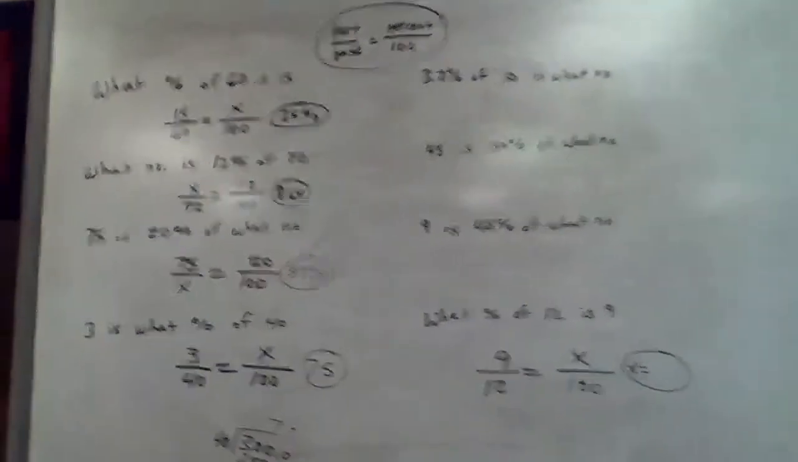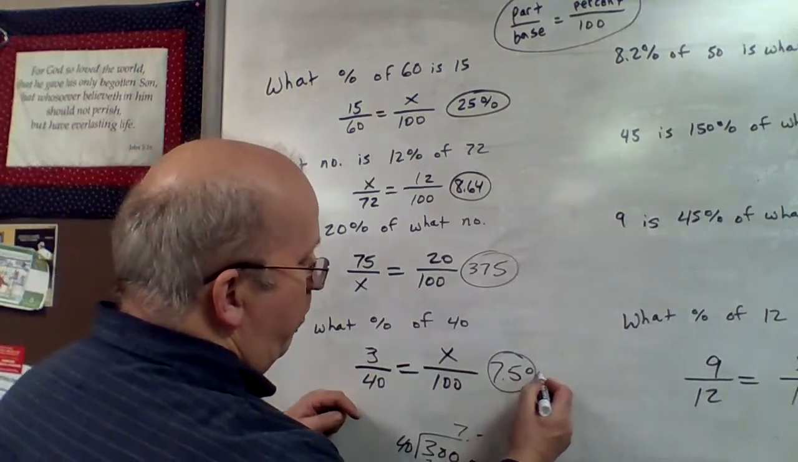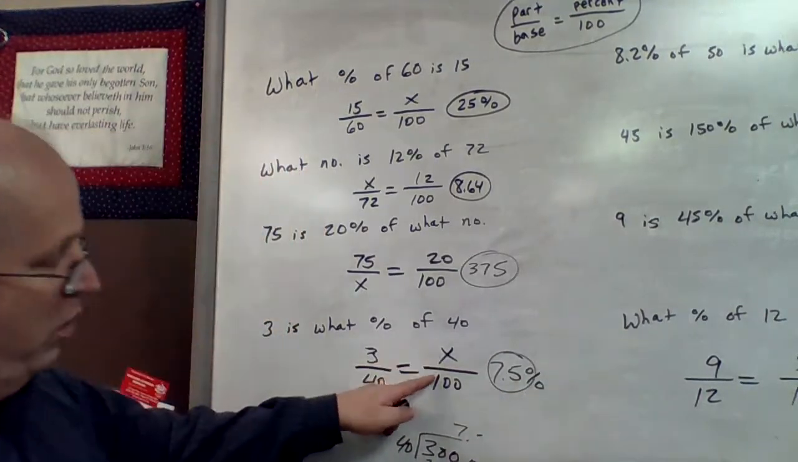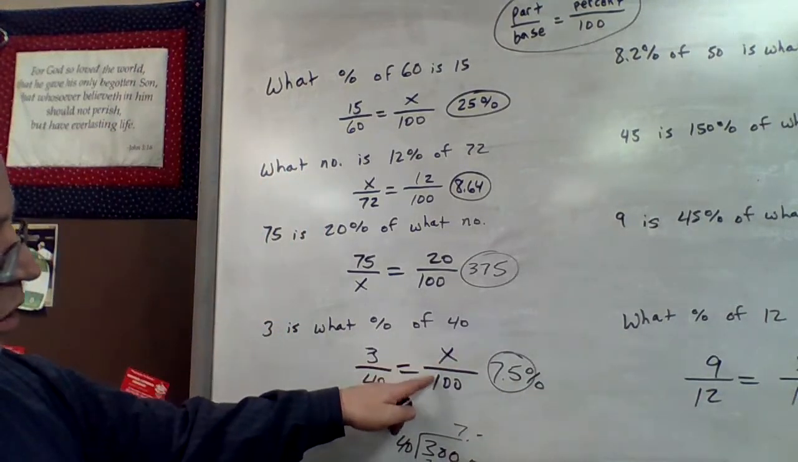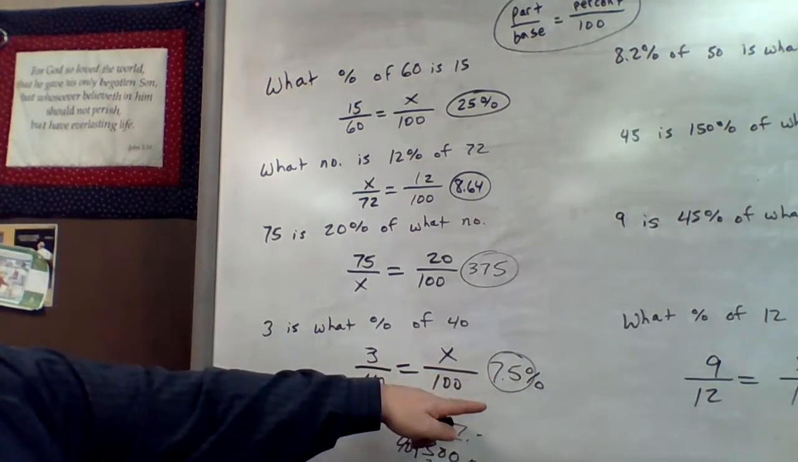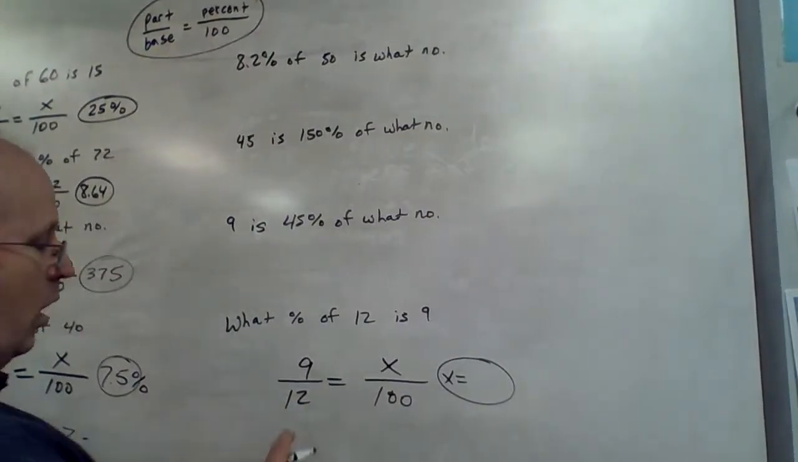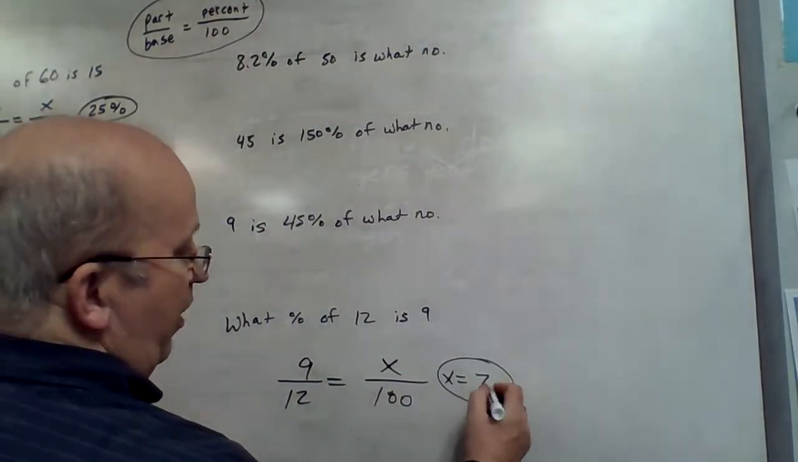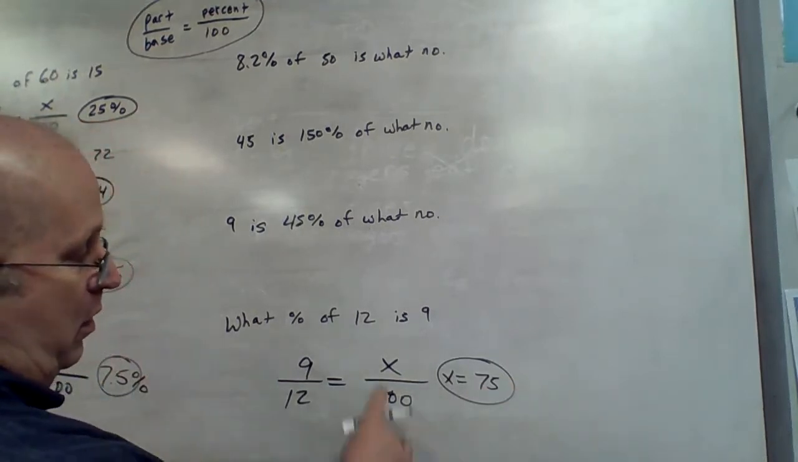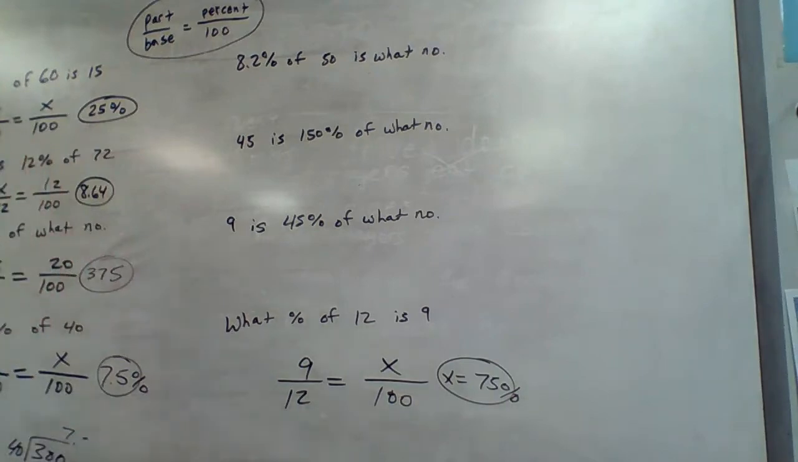I forgot to do something. This isn't 7.5, it's 7.5% because it's over 100. And anything over 100, that's the percent value we were seeking. I'm sorry, I missed that. So back here, let's go to this one. If I solve this, I get 75. But it's 75 over 100, so x is 75%.